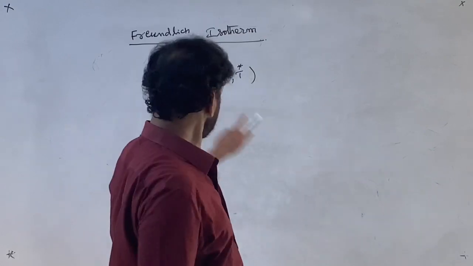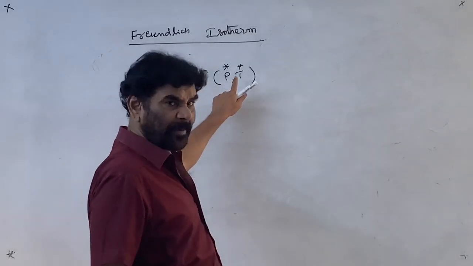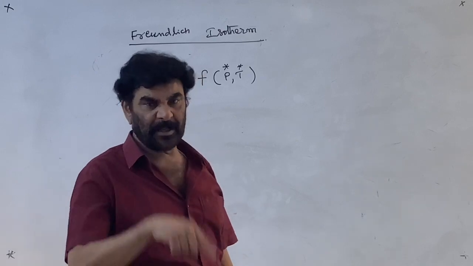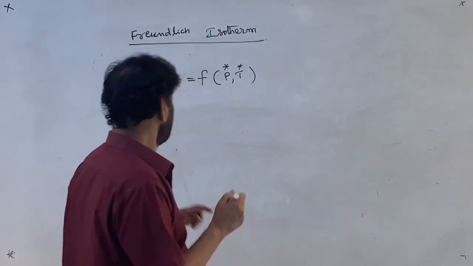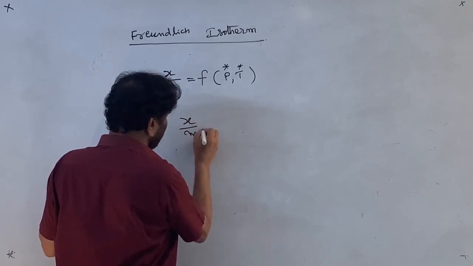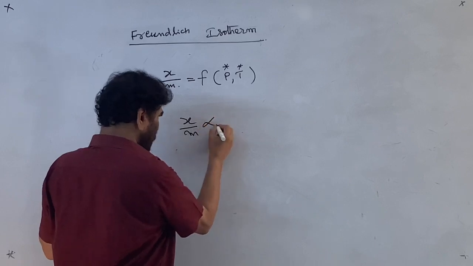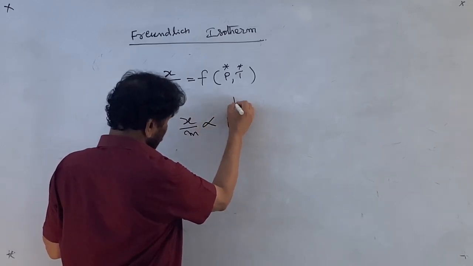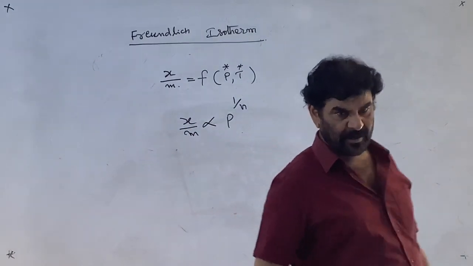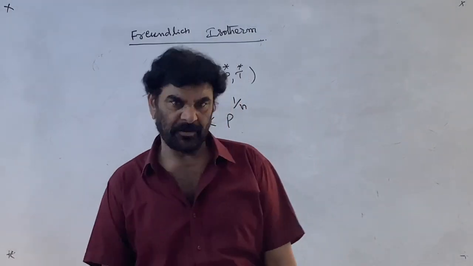The relation between the extent of the adsorption and pressure is determined at constant temperature. Therefore, that's called an isotherm. So the mathematical expression is x by m is proportional to the pressure raised to the power of 1 by n. This is the Freundlich adsorption isotherm.